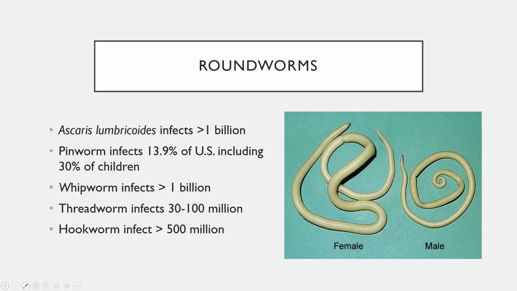Pinworm, which is the most common helminthic infection in the US, is estimated to infect 13.9% of people in the US, including 30% of children. Whipworm infects over 1 billion people. Threadworm between 30 and 100 billion, and hookworm infects over 500 million people. And hookworm is another one that can be found in the US as well.